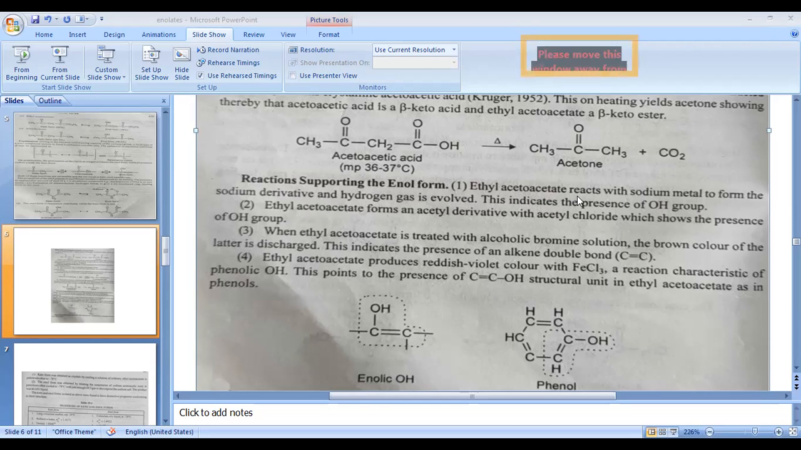This ethyl acetoacetate, acetoacetic ester, reacts with sodium metal to form a sodium derivative and hydrogen gas is evolved. This indicates presence of OH group. Like we see when ethanol reacts with sodium metal, sodium ethoxide is formed, the sodium derivative is prepared and hydrogen gas is evolved. This indicates the presence of OH group. In twelfth we studied this reaction: ethanol reacted with sodium metal gives sodium ethoxide with evolution of hydrogen gas. This indicates presence of OH group.